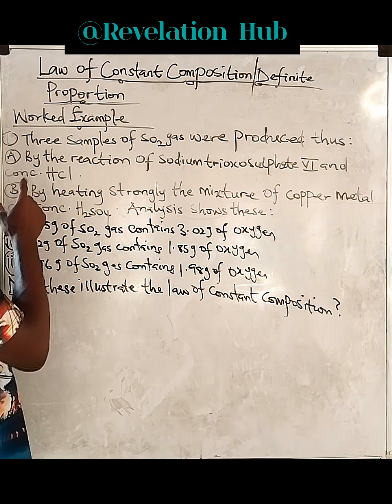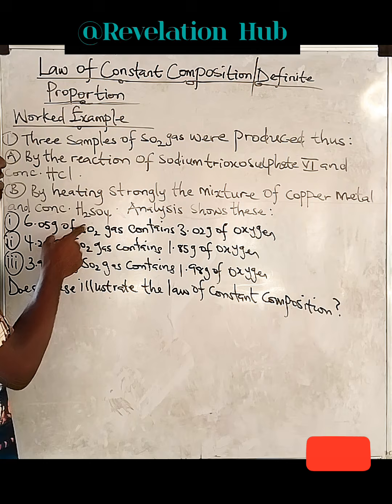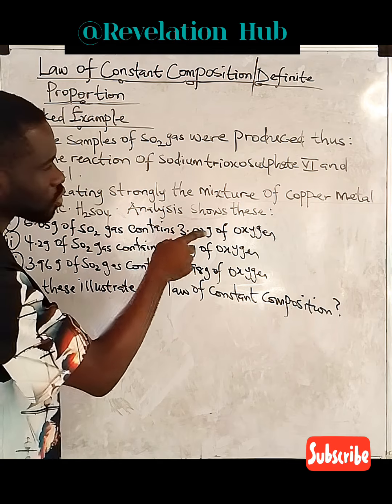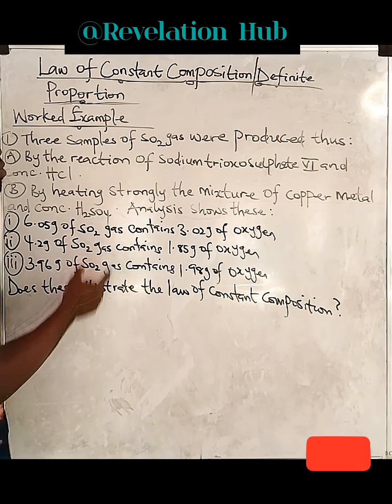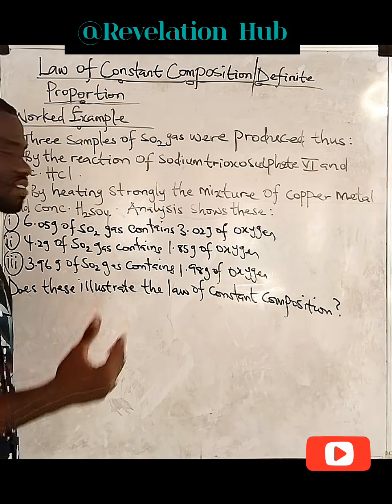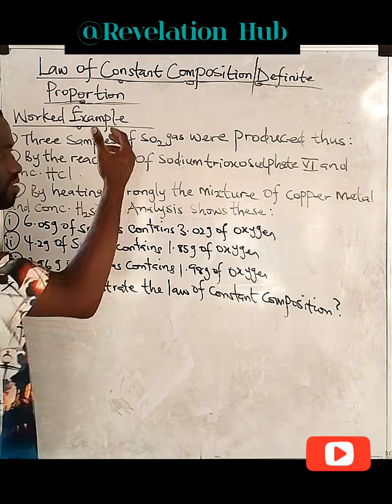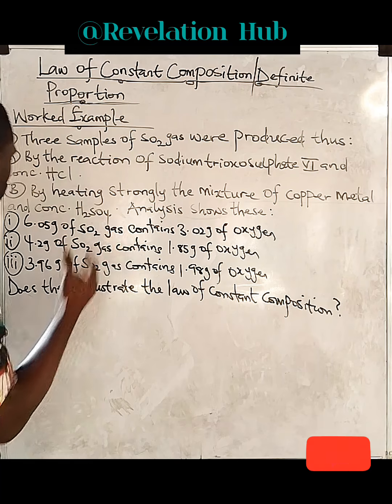Then the next, this SO2 gas was produced by heating strongly the mixture of copper metal and concentrated H2SO4, that's tetraoxosulfate(VI) acid. So the analysis of this method of production shows this.